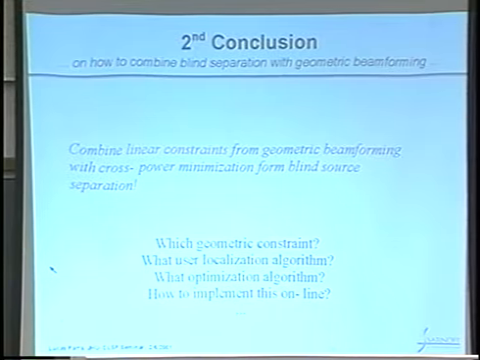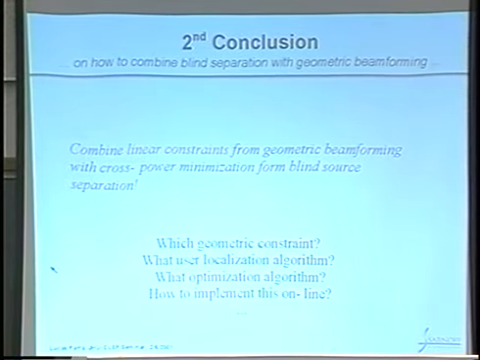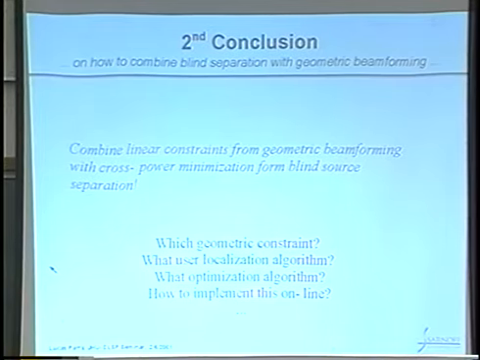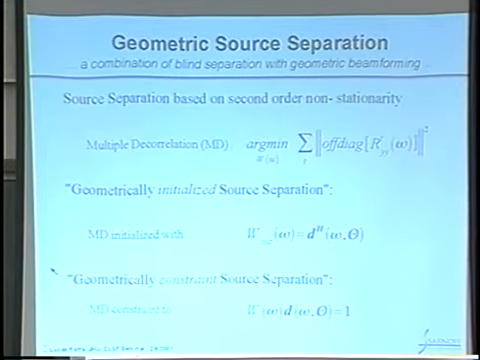So basically there's a whole bunch of questions once you start designing algorithms, like which geometric constraints, where are you going to get the angles from, so what localization algorithm you're going to use, what optimization, how you're going to do this online, and all those sort of questions. And this is algorithm design. You could answer these questions in many different ways. You come up with a slightly different algorithm, maybe a new paper even.